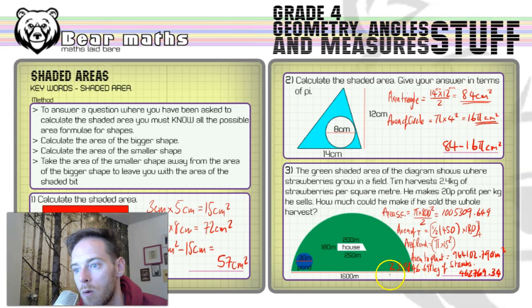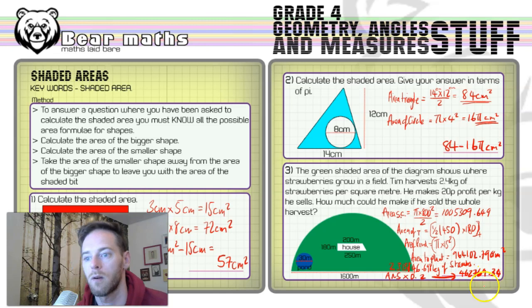So our final answer. I'm just going to write down answer multiplied by 0.2 equals this. All right. He has made a grand total of £462,769.34 from the sale of all of his strawberries.